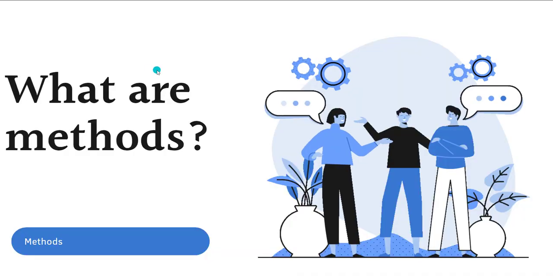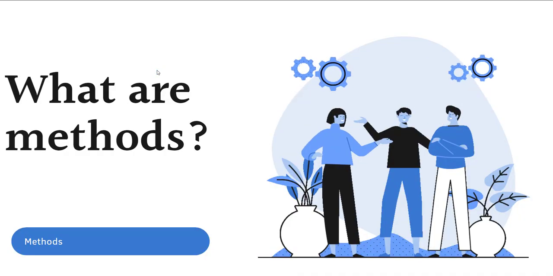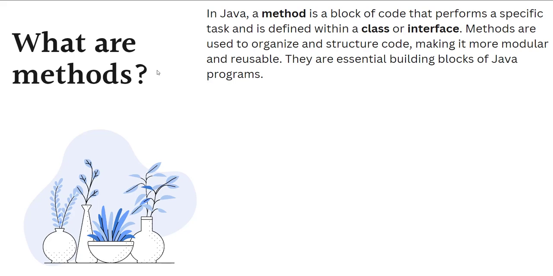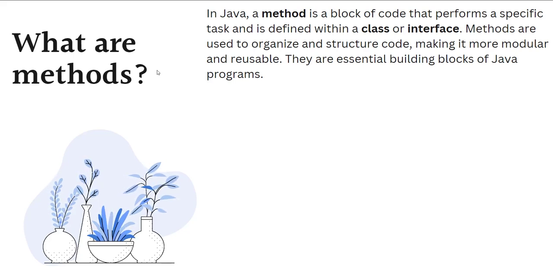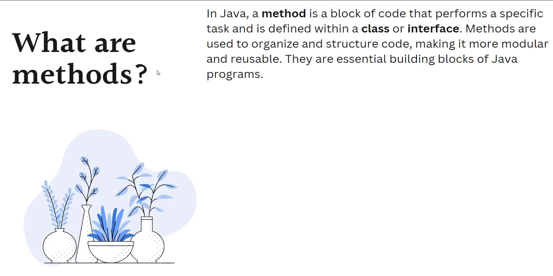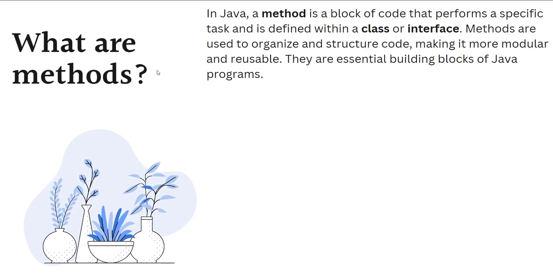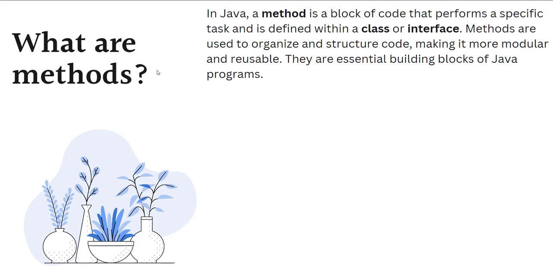Hey guys, now it's time to start a discussion about methods. So what are methods? In Java, a method is a block of code that performs a specific task and is defined within a class or interface. Methods are used to organize and structure our code, making it more modular and reusable. They are essential building blocks of Java programs. So they are a bunch of lines of code grouped together which can do a specific task, and they can be called in specific cases.